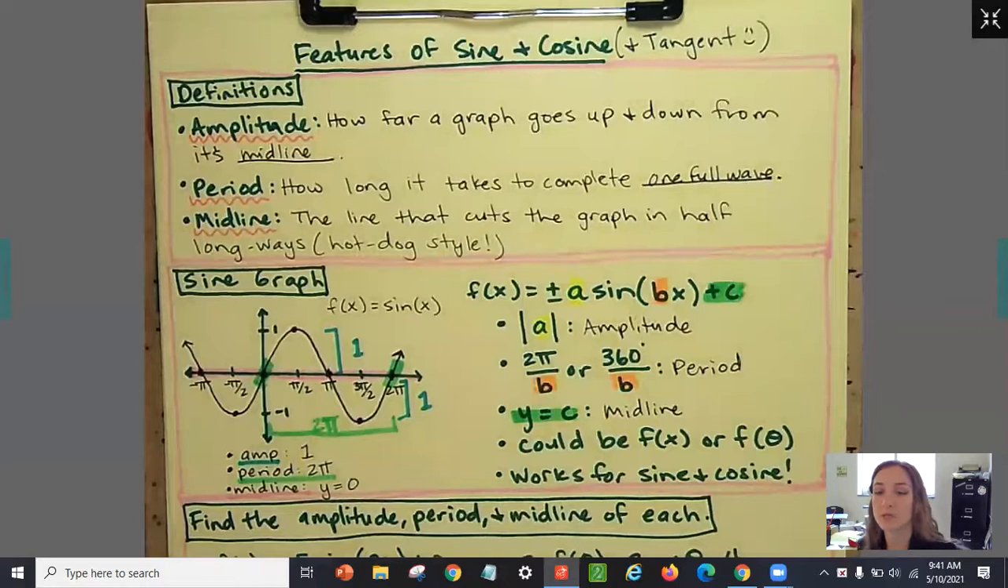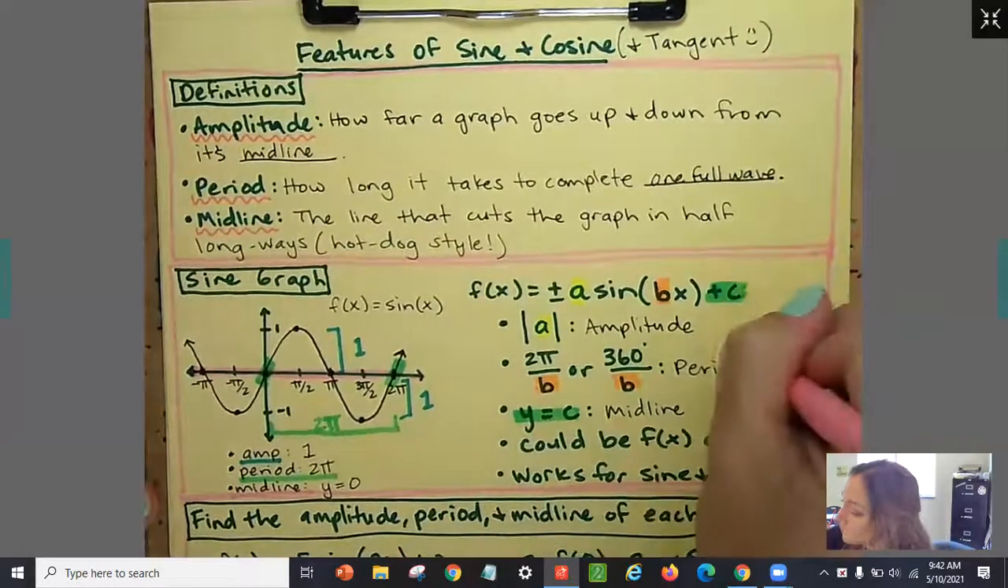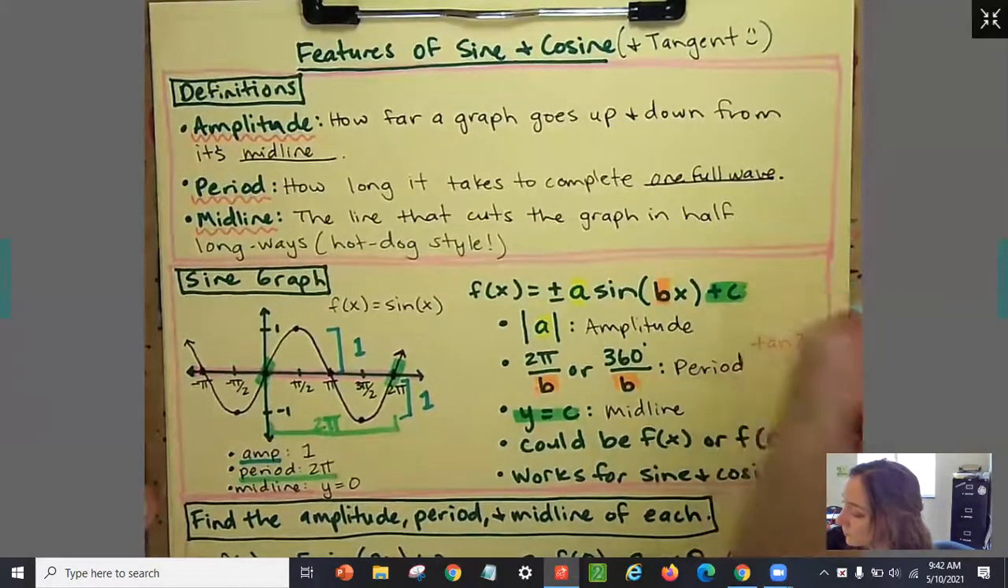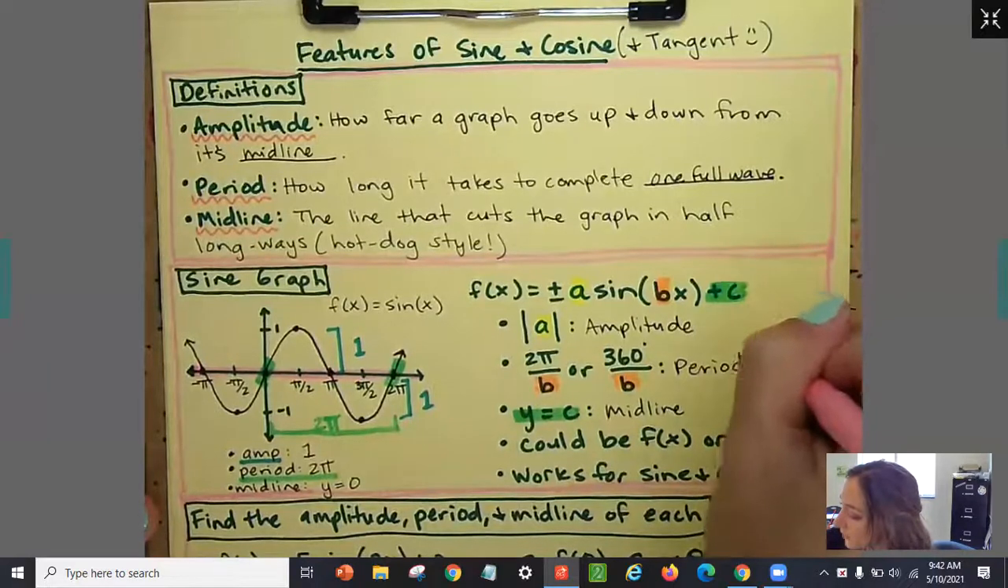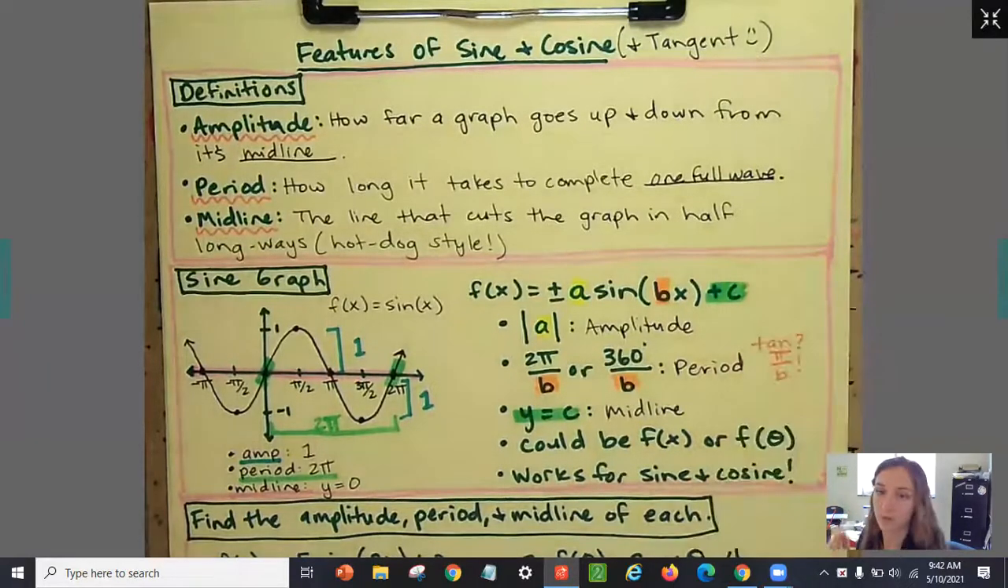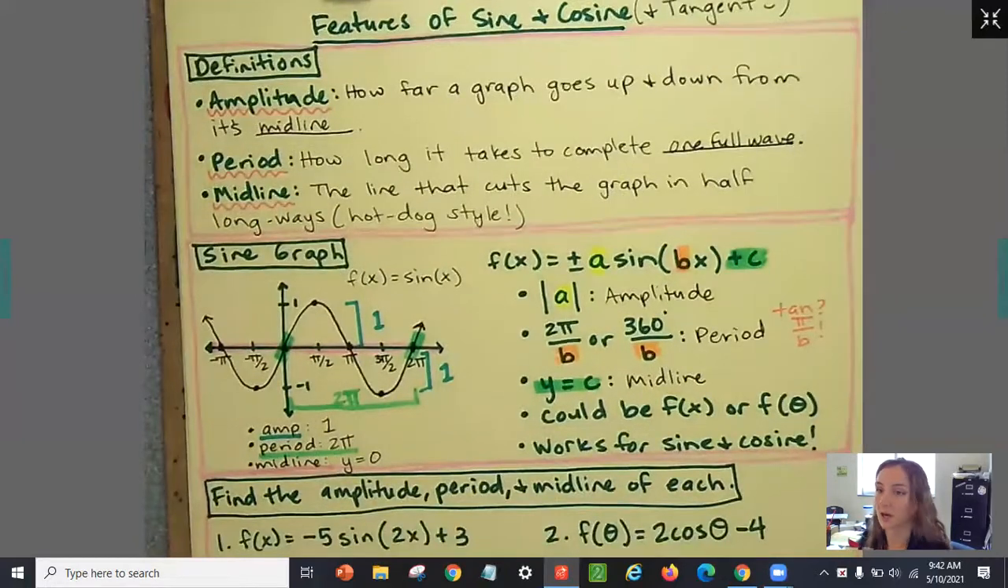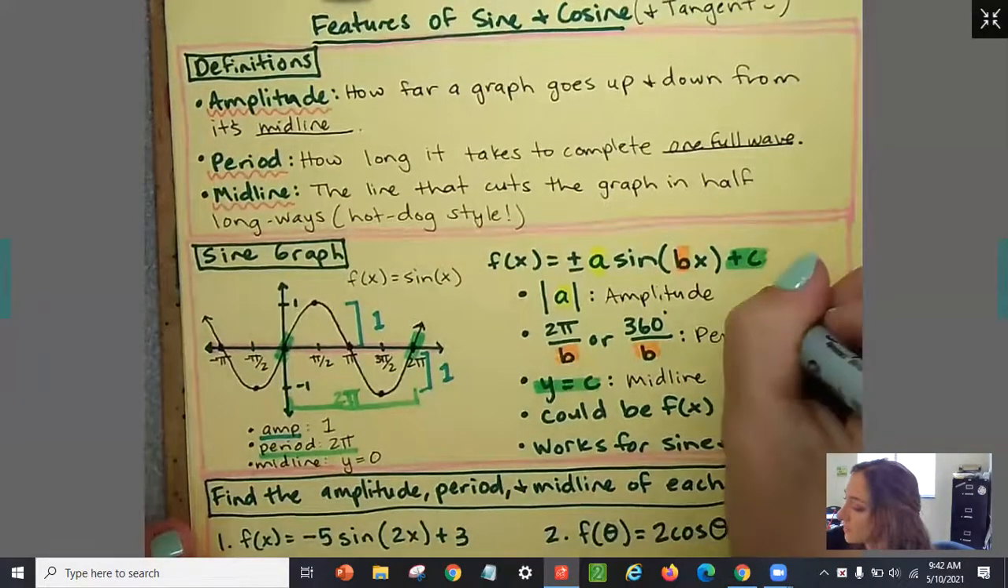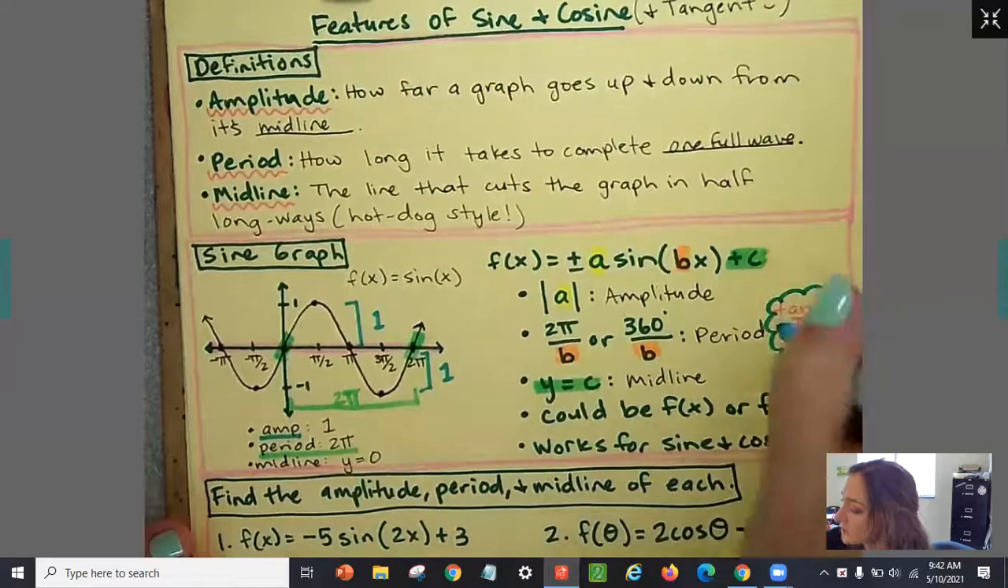And then we also could be talking about an f of x or f of theta. Theta is just another variable, so it doesn't really matter which one you have there. Either one should work. And this equation is going to work for sine and cosine. For tangent, it's going to be a little bit different. So let's just go ahead and write this out. For tangent, the period is going to be pi over b. Okay, so that's the only difference with tangent. So whenever you're working with tangent, just make sure that your period is pi over b.